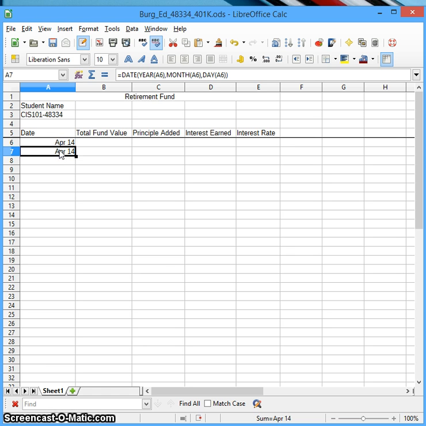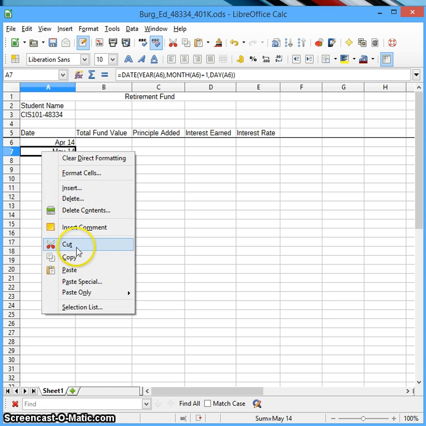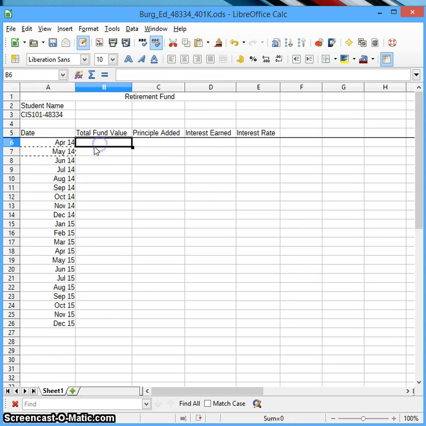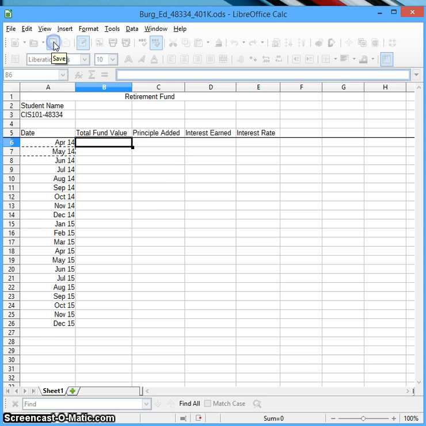We want to increment it by 1 month. So here for the month of A6, all we have to do is say the month of A6 plus 1. Whatever the month is, 4, it'll increment it by 1, 5. It will now say May. And at this point, we can copy and paste this down here just to see how it looks, and it looks like it's working. Okay, good time to save it again.